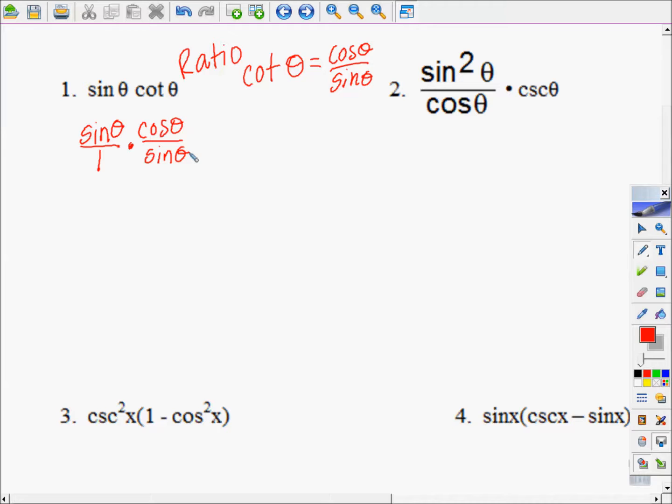Okay, so now I can cross out my sines, and all I'm left with is cosine theta over 1, which is just essentially cosine theta. So my answer is cosine theta. It's a puzzle that you are trying to maneuver pieces into and out of, and then be able to eliminate. So all I did was take that information about our basic 8 trig identities, and I applied it so that I can reduce this function.